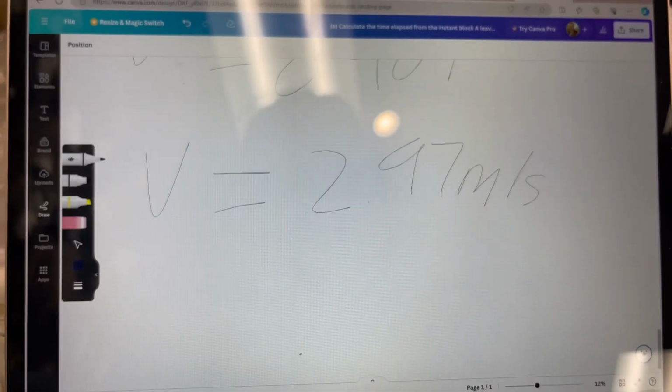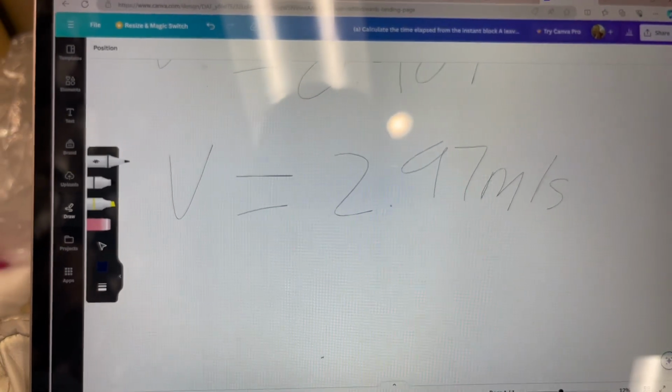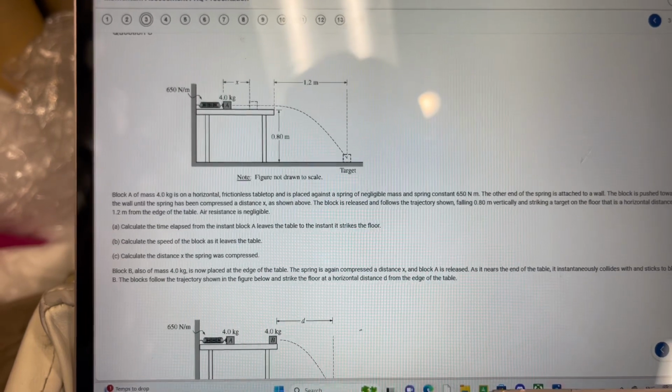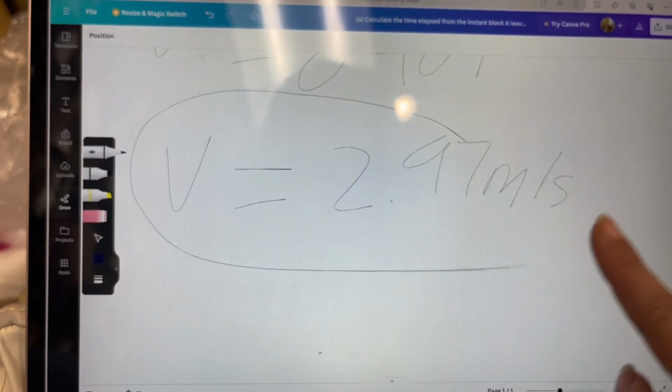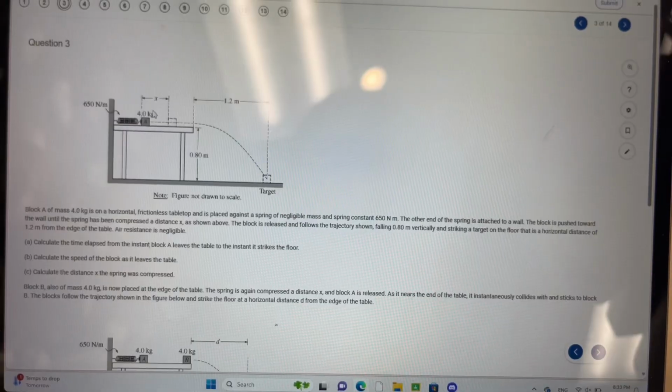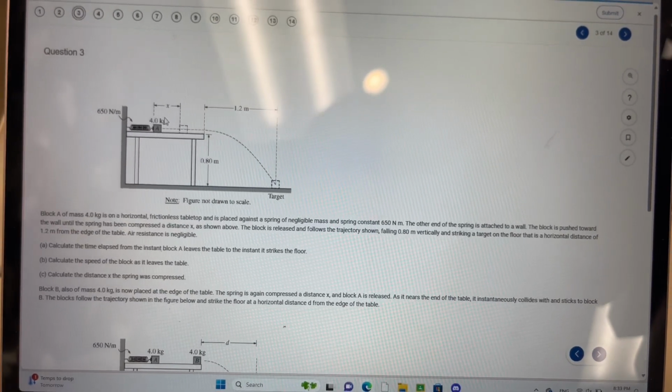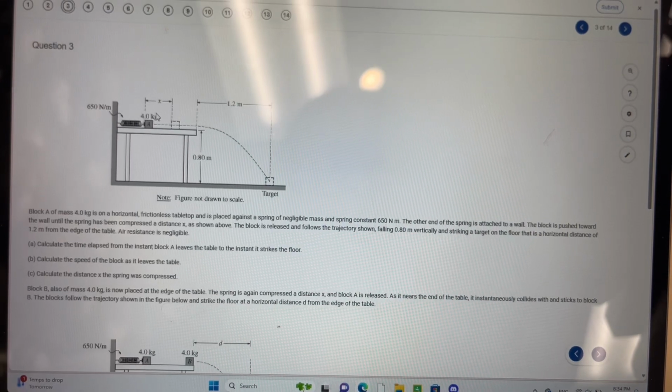And so the speed of the block as it leaves the table is 2.97 meters per second. Okay, now on to part C. Calculate the distance x the spring was compressed.